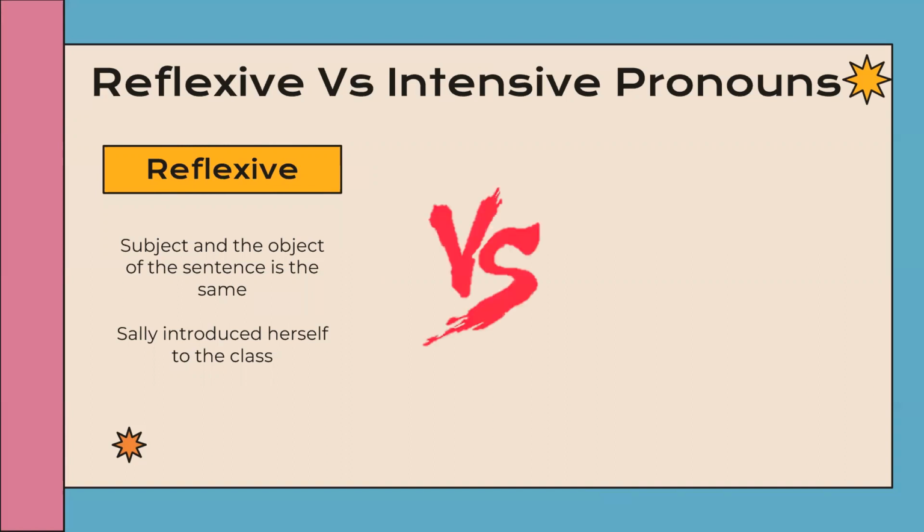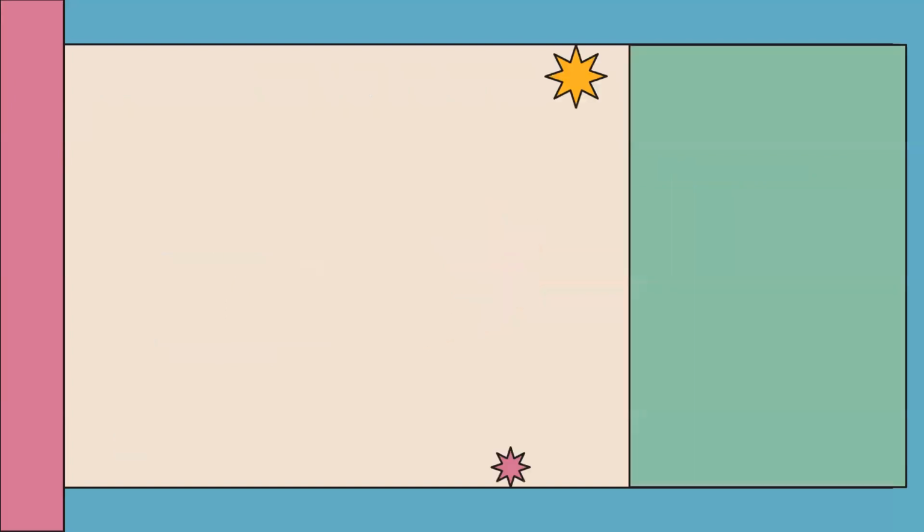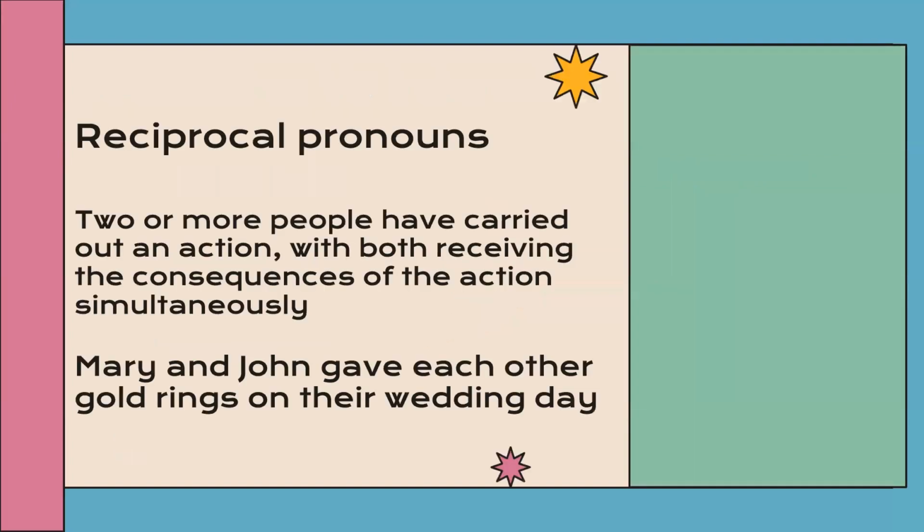Now, when you're talking about the intensive pronoun, we are actually emphasizing the subject. So, for example, Ram himself is the author of the book. Now, I could have written the sentence like this, Ram is the author of the book. But since I want to emphasize the subject, that Ram is the author of the book, I'm using the intensive pronoun over here, himself. Ram himself is the author of the book. So having understood the subtle difference between reflexive and intensive pronouns, let us now move on to the reciprocal pronouns.